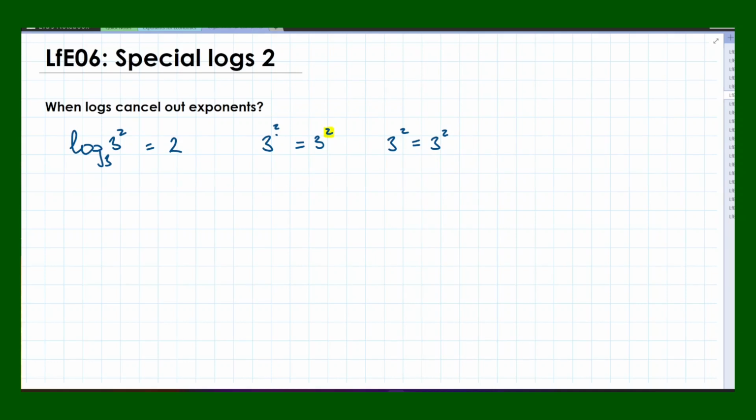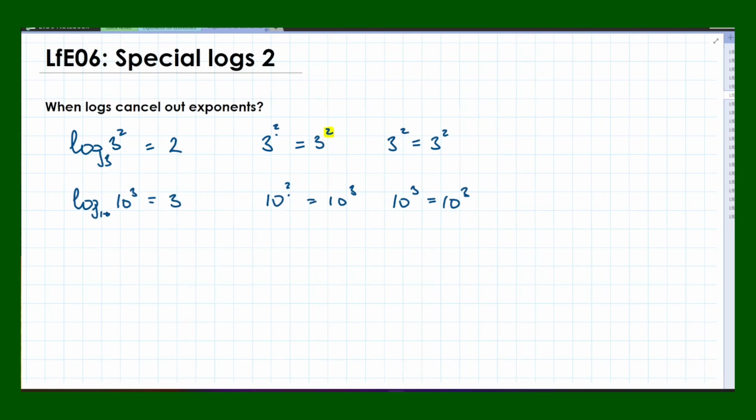Now, let's have a look at another example. Log base 10 of 10 cubed. What is that equal to? Well, the question again, what power do I need to raise 10 to? So it will be equal to 10 cubed. Well, 10 cubed is equal to 10 cubed, or 10 to the 3. So log base 10 of 10 cubed has to be equal to 3.